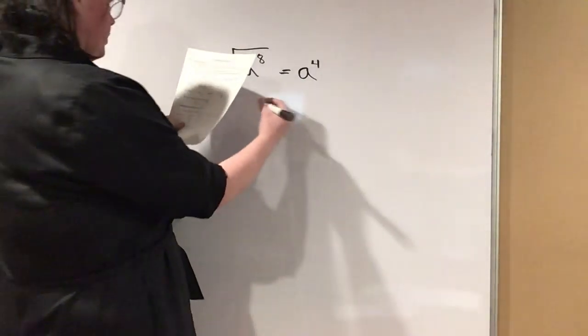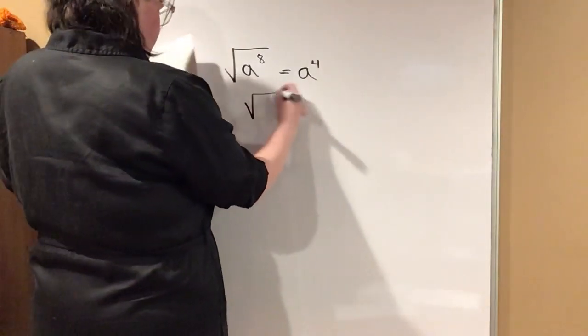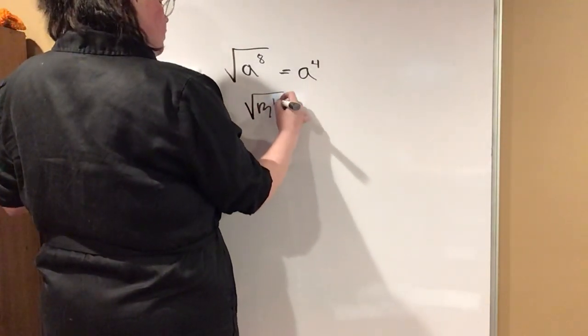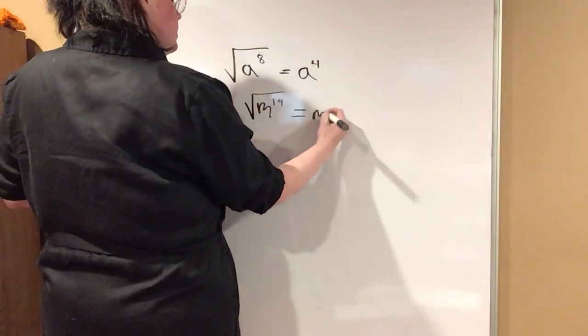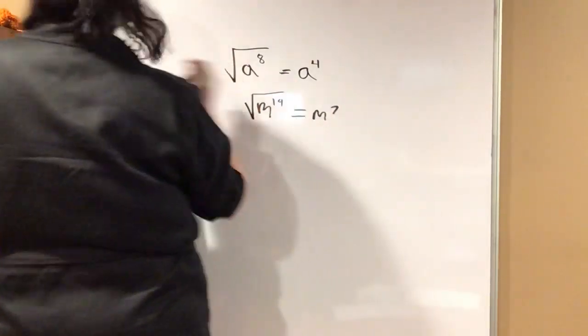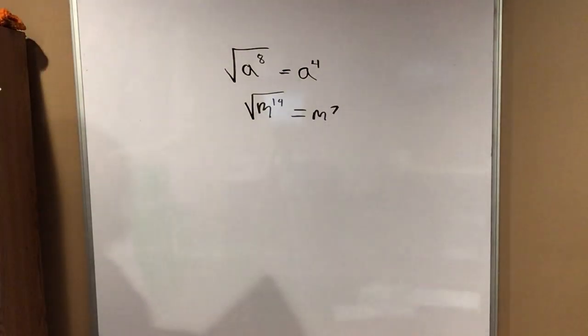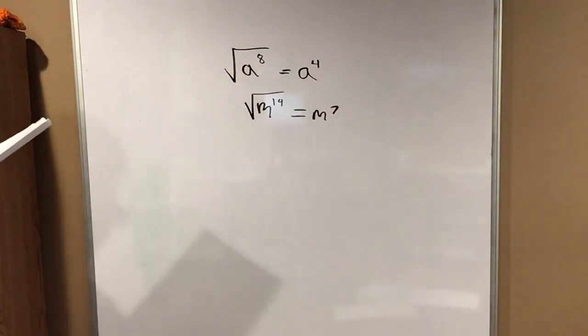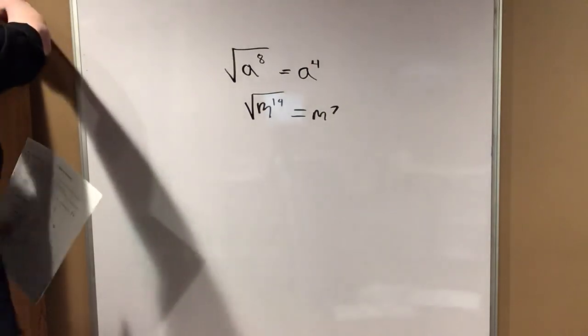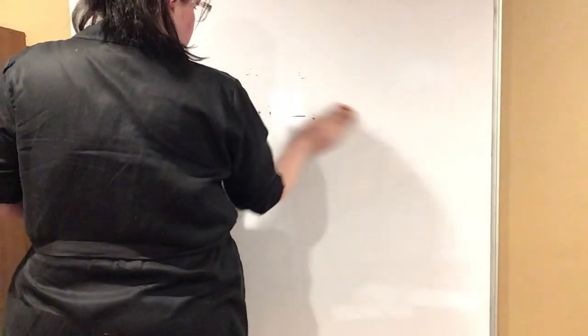Okay. So if we're given something like this, where we have m to the 14th, the base stays the same, and you cut the exponent in half. That's it. So this is simplifying radical expressions. I did teach you guys also multiplying radicals together.